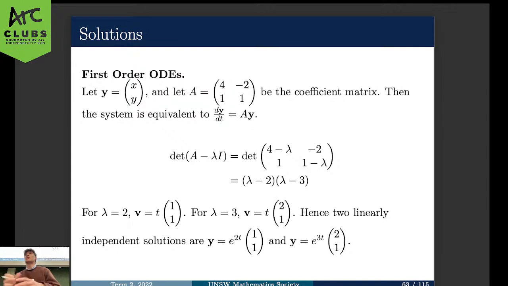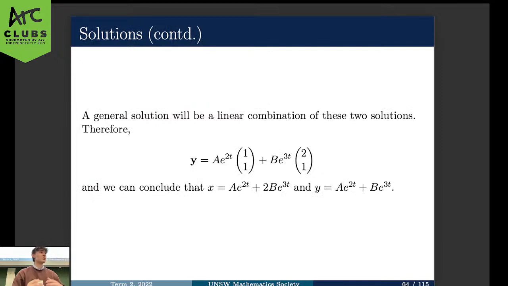So now, remember, our general solution was going to be the linear combination of these two solutions. And what we do is we just introduce two new constants, a, b, and we write this. Now, we're not finished just yet because the question asks for the solutions for x, y, not the solutions for the vector y. So now we remember that the vector y equals x, y. And now x is just going to be the top row of our vector here, and y is going to be the bottom row of our vector, giving us x equals a e to the 2t plus 2b e to the 3t, and y equals a e to the 2t plus b e to the 3t.